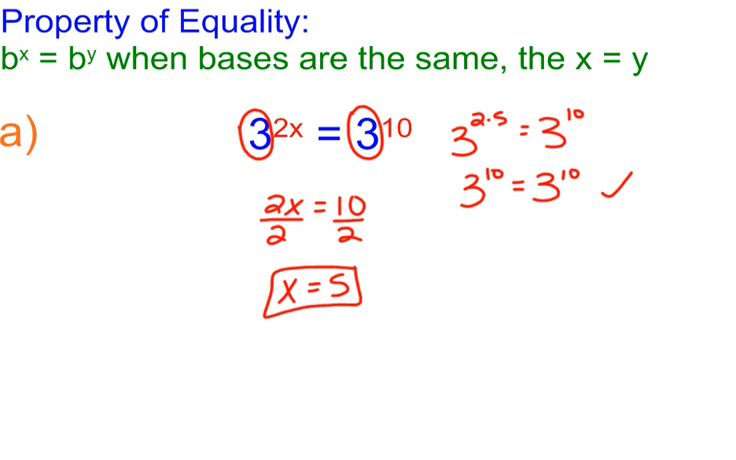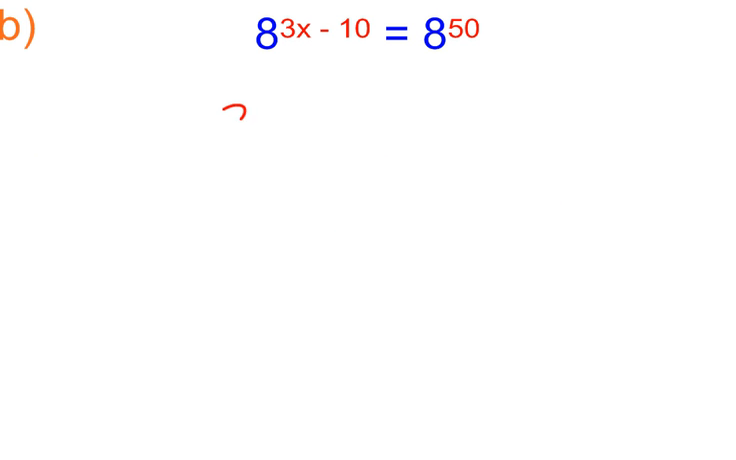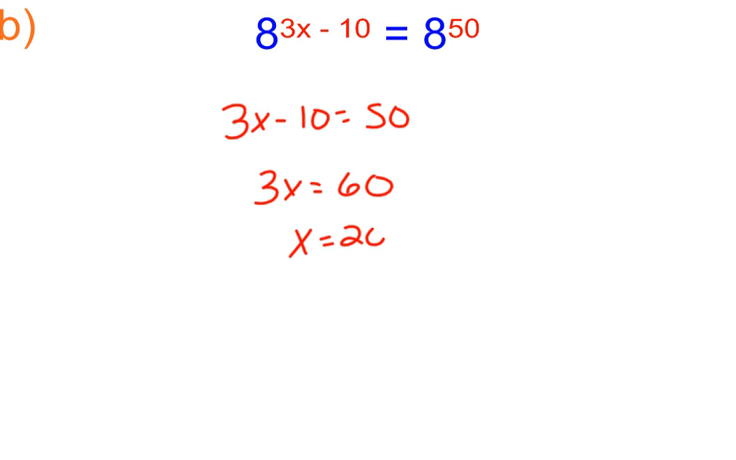So take a look at B. Bases are the same, so I set my exponents equal. So when I add 10 to both sides, I'd have 3x equals 60, and I'd get x to be 20. So those aren't too bad, right? We can see that the bases are the same. Those are pretty easy to solve.